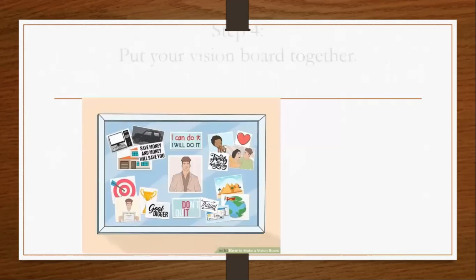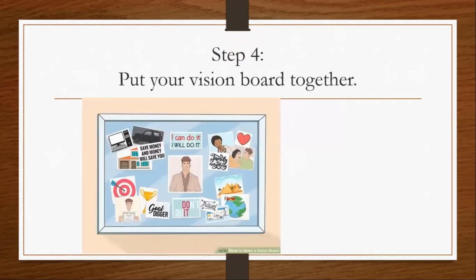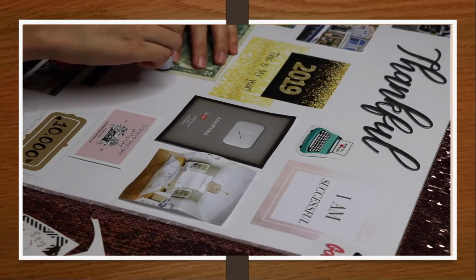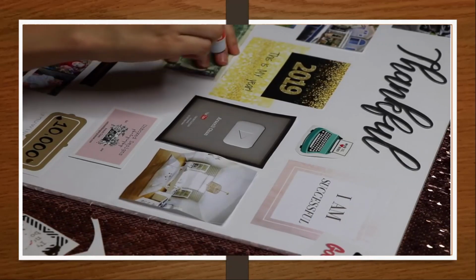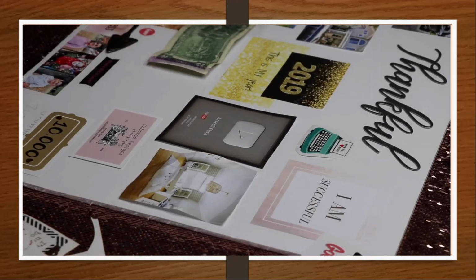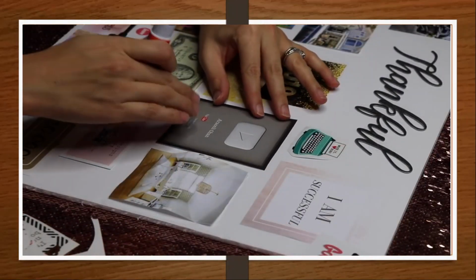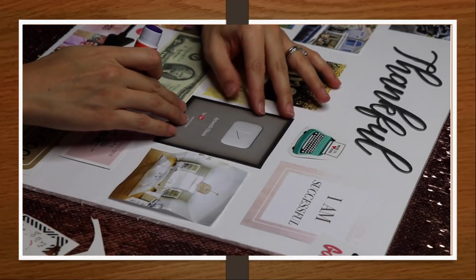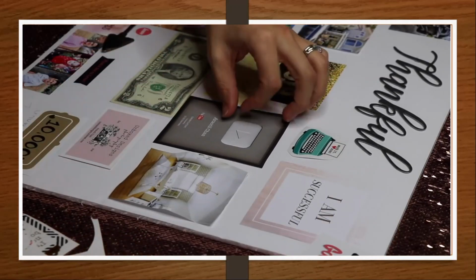The fourth step is put your vision board together. Once you've selected your images and inspiring places, it's time to get creative with your arrangement. Experiment with different designs. You can find fun examples through online searches, but don't feel as though you have to match anyone else's style.